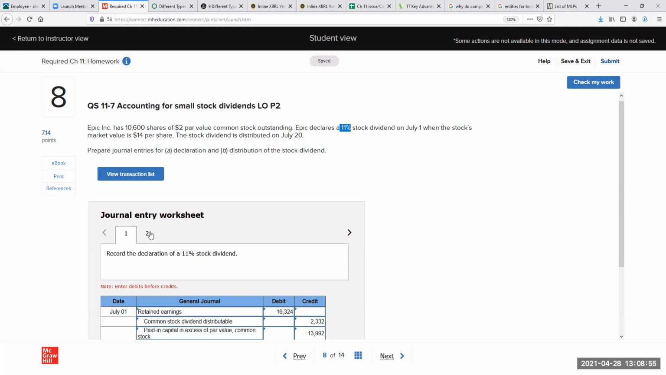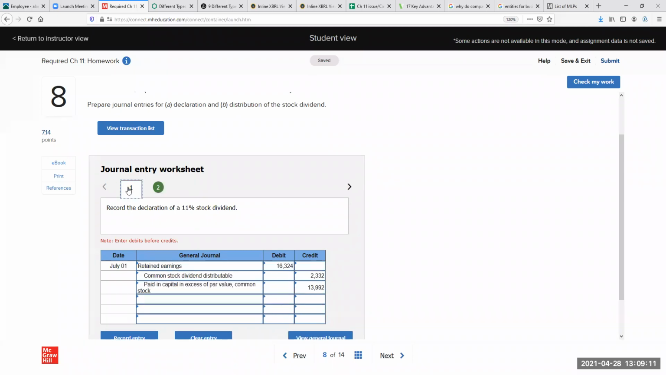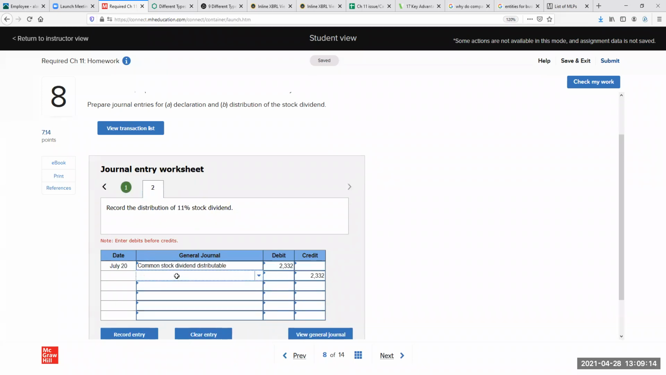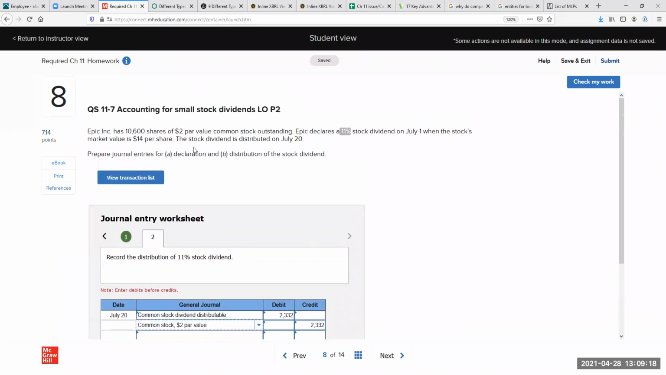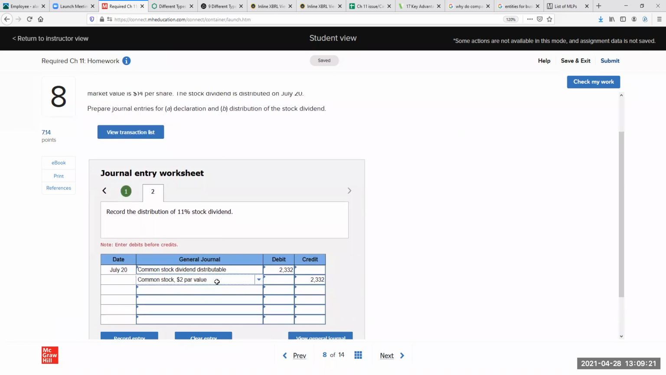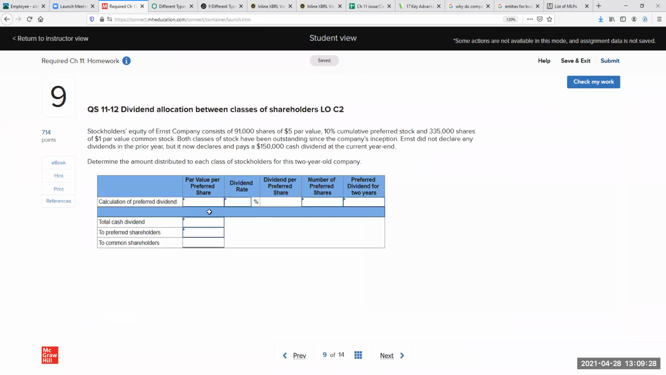All right. Now over here, you distribute the shares. So this liability goes away. Common stock distributable goes away. I think it was 2,332. Is that the amount? 2,332. And you actually now give them the stock shares of the $2, right? So here was a liability, and now you actually issue the shares of stock to the people. You don't give them money, you're giving them shares of stock.